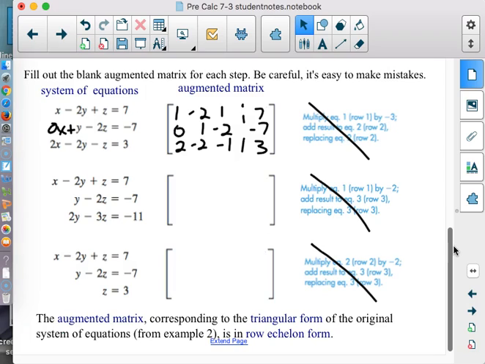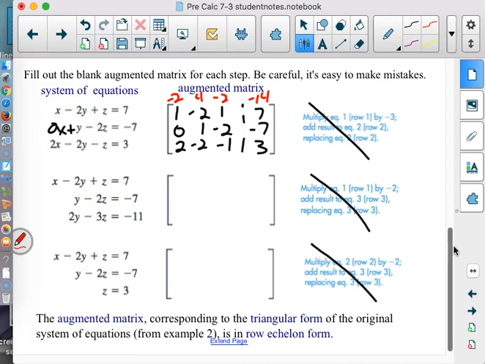So here's the easiest way to do this problem. We have a 1 up here, and this is a 2. What do we need this to be to add it to 2 to get 0? So let's multiply by negative 2. She must have just forgotten to change this. And add that to row 3 to eliminate this.